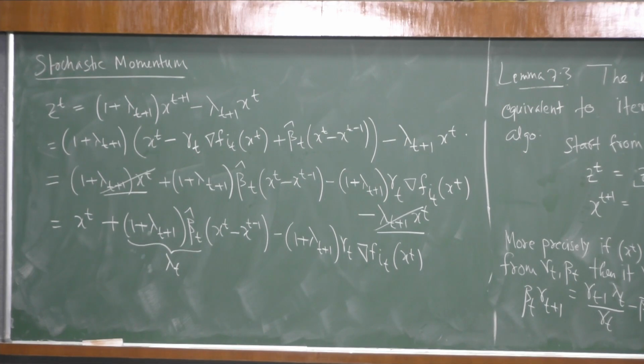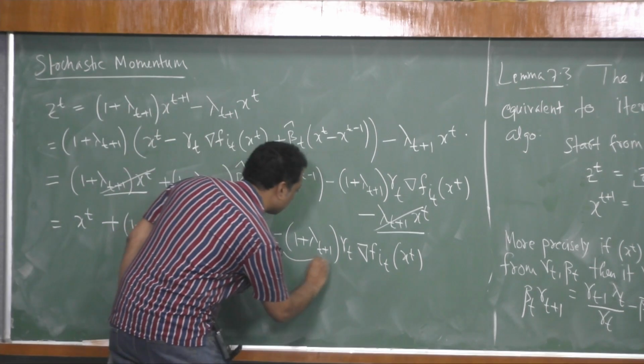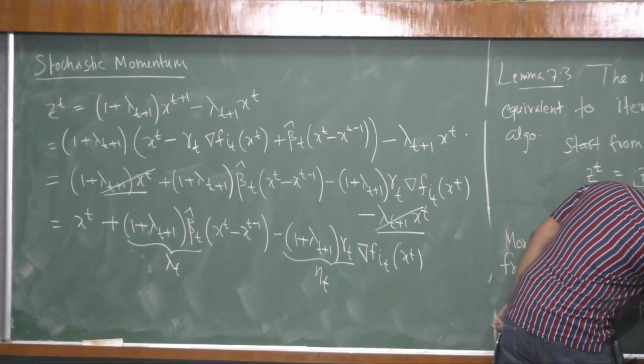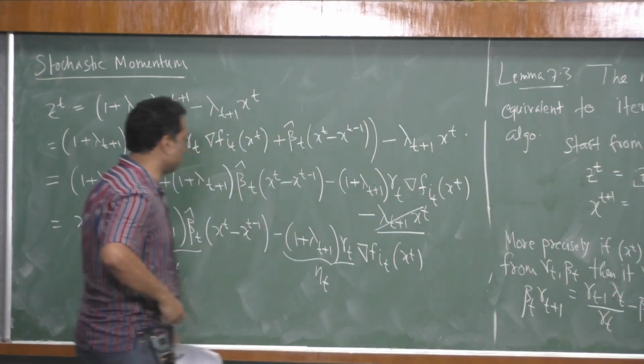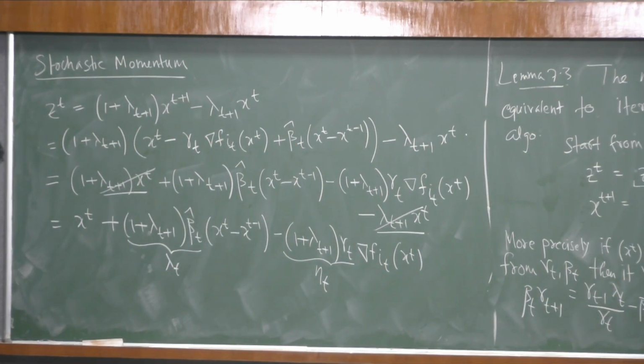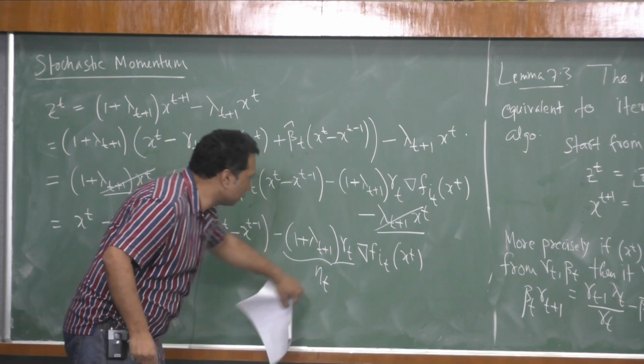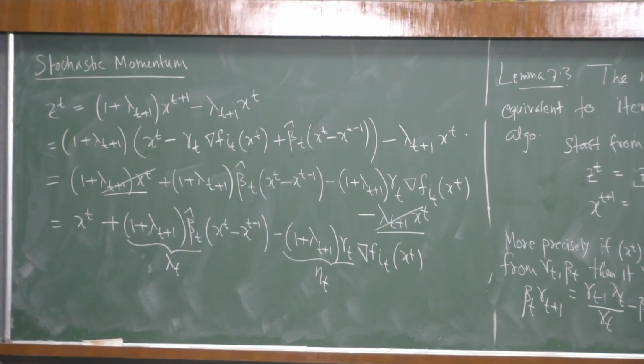eta t goes with grad, right? So eta t goes with grad. Let us see also the eta t. Oh, eta t seems to be fixed. It seems like we have the eta t in place, because if you see here, this term is eta t, and that's exactly what is given to us. Eta t is 1 plus lambda t plus 1, and so this is exactly what eta t was supposed to be. So this term is already done.